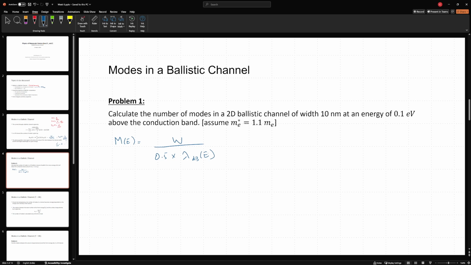Just one second. Let me keep a calculator ready by the side so that I can also calculate these things in real time.